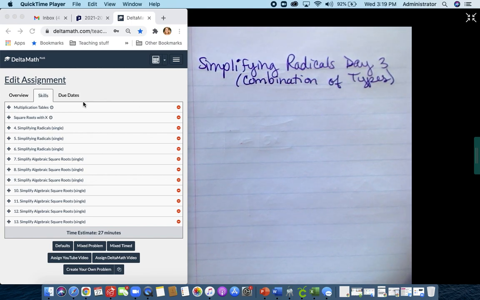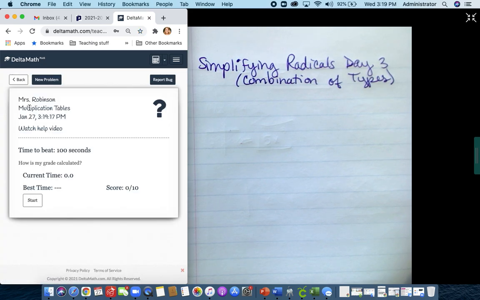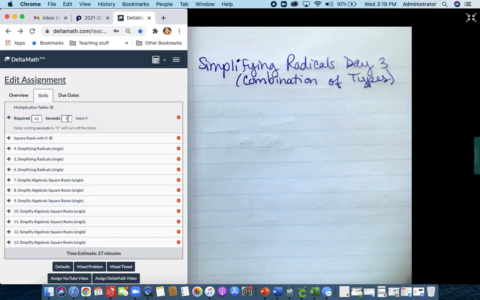So the first thing I have as a warm-up for you in today's Delta Math assignment is a multiplication table drill. You're going to click on here, and your job is to get 25 questions right. I did turn the timer off. I know some of you don't like that timer. It kind of stresses you out, so I turned that off.